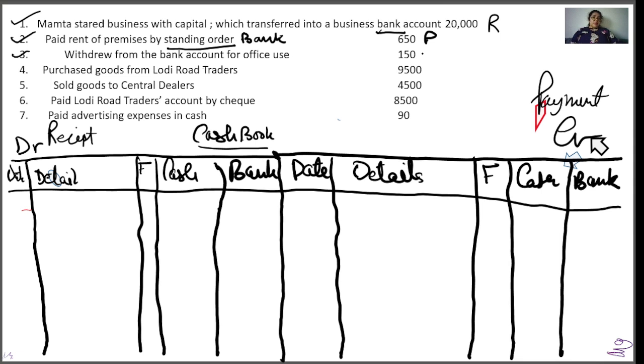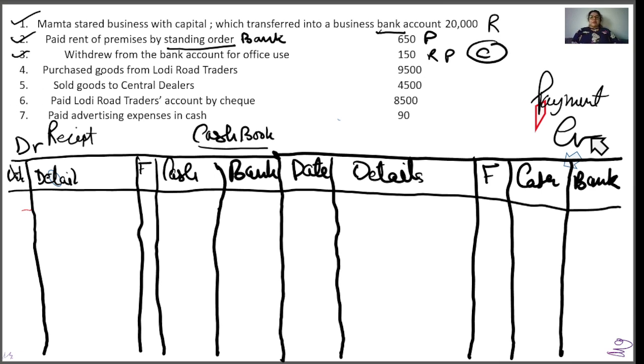So this is like receipt and payment both, because from bank you get a cash in and what goes out, your bank balance goes out. So receipt and payment both. So this is called a contra entry. I will explain you later.